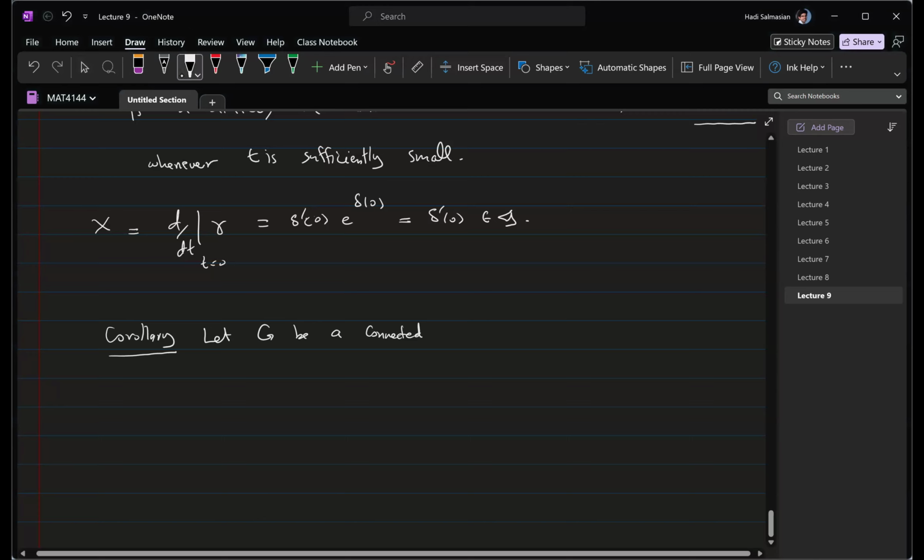Okay, so what's the assertion? The next corollary. So the assertion is that, well, the exponential map is not surjective, as we know, but at least every element can be written as a product of exponentials. This is the useful consequence. Okay, so this is the assertion. So let G be a connected matrix Lie group.